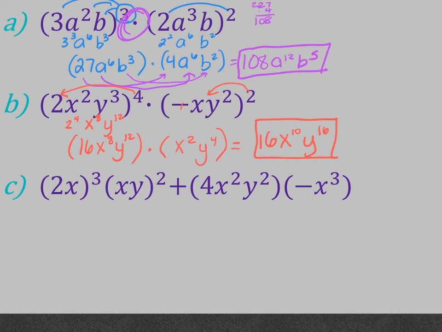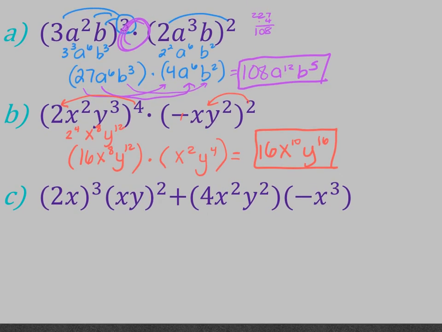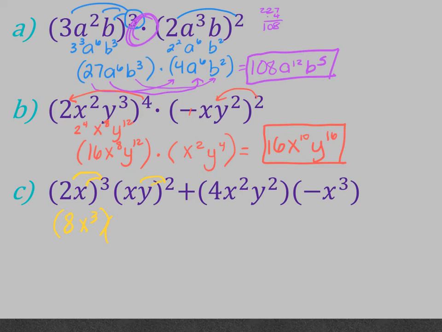All right, notice C is different because it has the plus symbol in between, right? So please make sure you read these carefully. I'm going to do first the exponents on each individual parentheses. So the 3 comes into here, 2 to the 3rd, which is 8, X to the 3rd, times, bring this in, X to the 2nd, Y to the 2nd. Plus, make sure you're carefully writing the plus. You don't change that to multiplication.